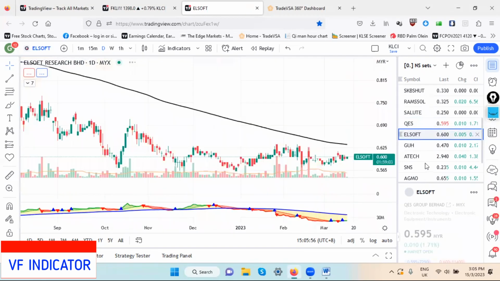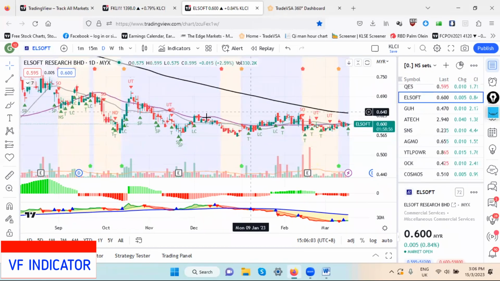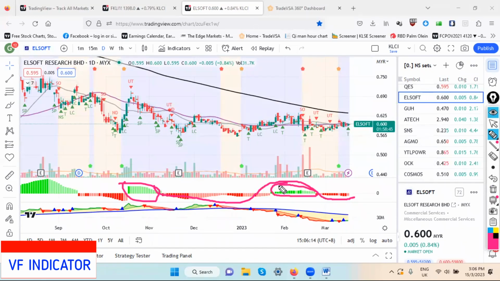You can go for another one, this EL soft. You can see here some of the stock is still in accumulation. But you can see the wave here: this is a red color wave, then it comes to green and waves again. But you can see this wave is getting weaker, and this one is also getting lower. So the chance for it to come out is very unlikely, but I'm just afraid that sometimes it goes down deeper.